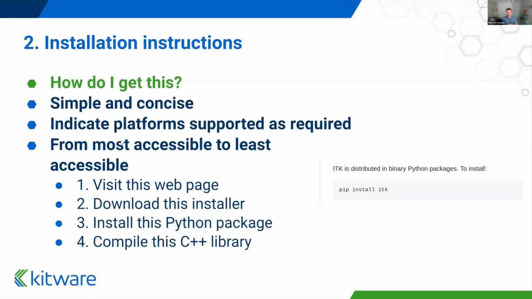After the summary, next slide, we can understand how we get this project. How do we obtain the open source project? Ideally, you'll have installation instructions that are simple and concise. You might need to indicate constraints on the platforms if that's required. If there are multiple ways to get the project, ideally start from the simplest and most accessible and go into the more detailed, more involved ways of installing it. As we've been discussing, there are ways to deliver zero-installation applications by just visiting a web page. Hopefully, start with that first.